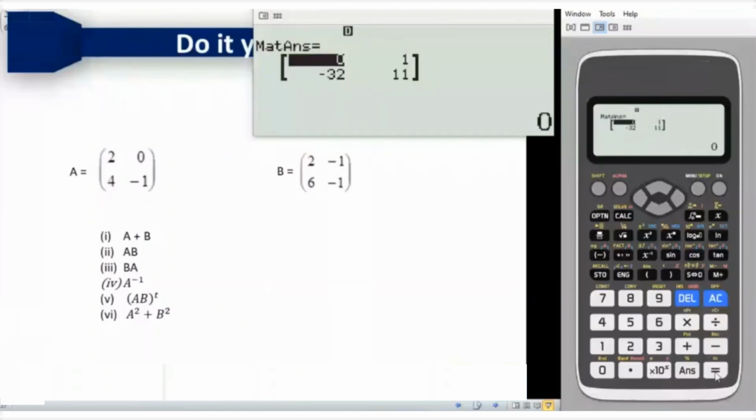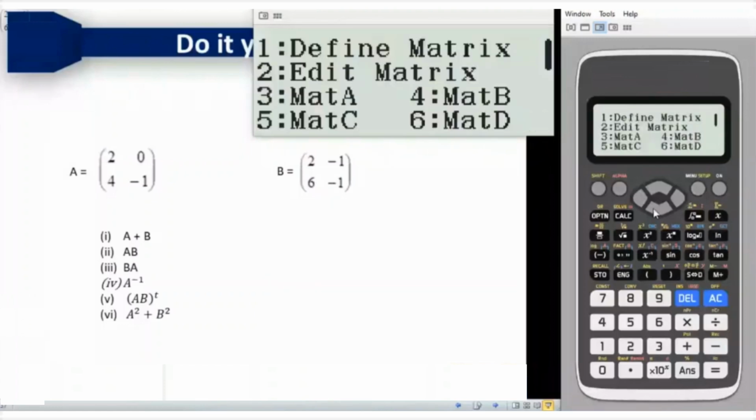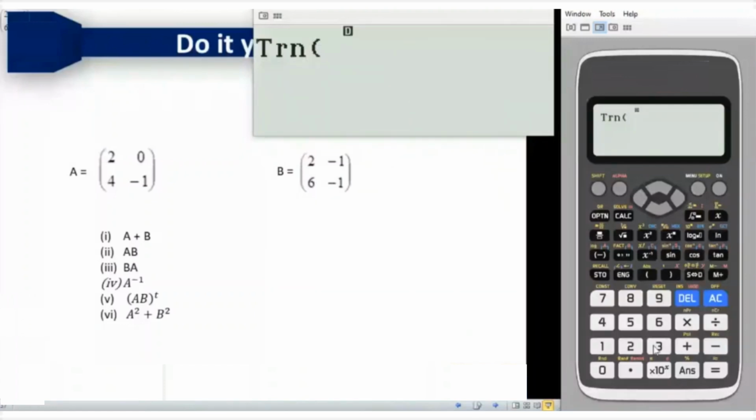Then there is A inverse. For that you have to press option 3 and you have to press the inverse button and you get the answer. That is half, 0, 2 and minus 1. So A inverse is option 3 and the inverse button and then you press equals. Then part 5 is transposition of matrix A and B. So I will press option, I will scroll down, I will press 3. So transposition of which matrix?